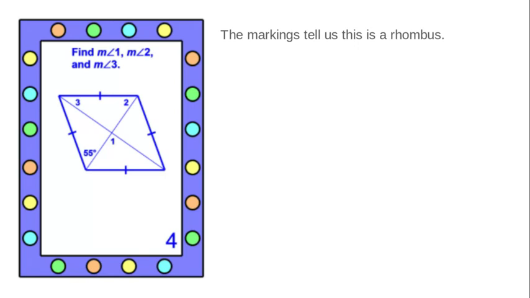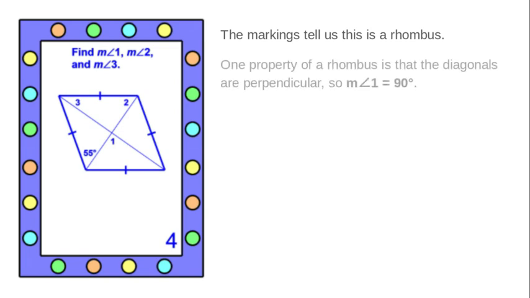Well, the markings on all 4 sides being the same tell us that this is going to be a rhombus. So now we need to think about some of our rhombus properties. One of those properties is that the diagonals are perpendicular. So where the diagonals connect, right here where angle 1 is, all 4 of those angles are 90 degrees. So we know the measure of angle 1 is 90 degrees.